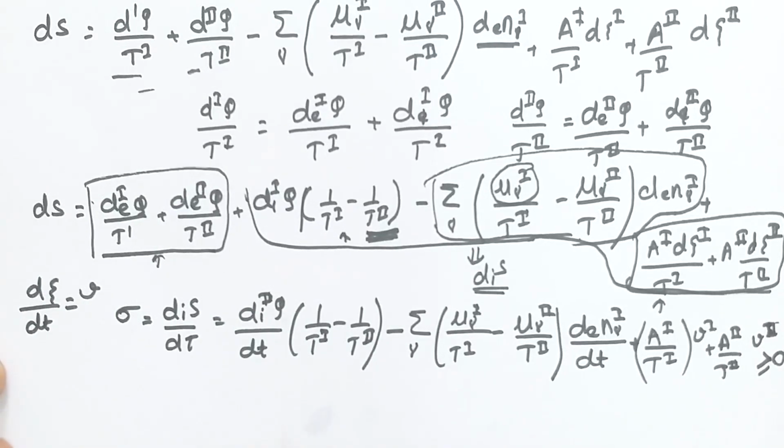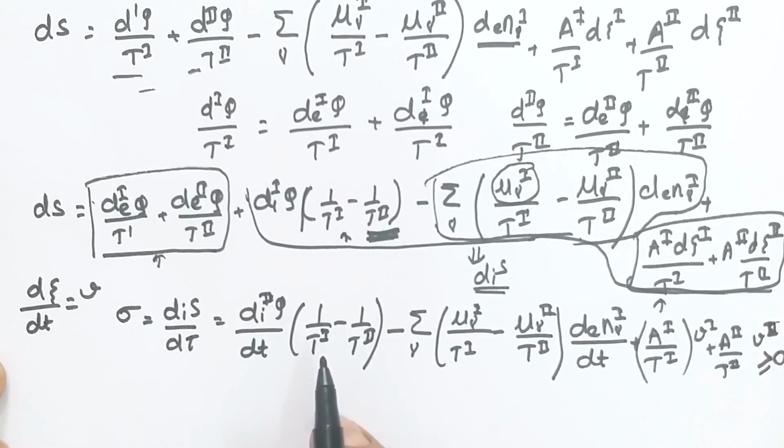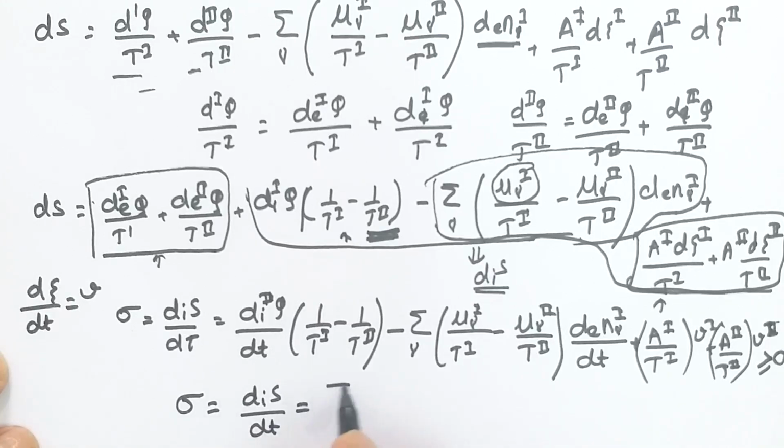Okay, so in this particular expression we can see that each coefficient of rate is enclosed in the bracket. So all these terms which are in the bracket are the coefficients, or they are the force terms, and hence the whole expression can be generalized and written as sigma is equal to dS upon dt, and that is equal to summation of capital J into Xj, and that is greater than 0.